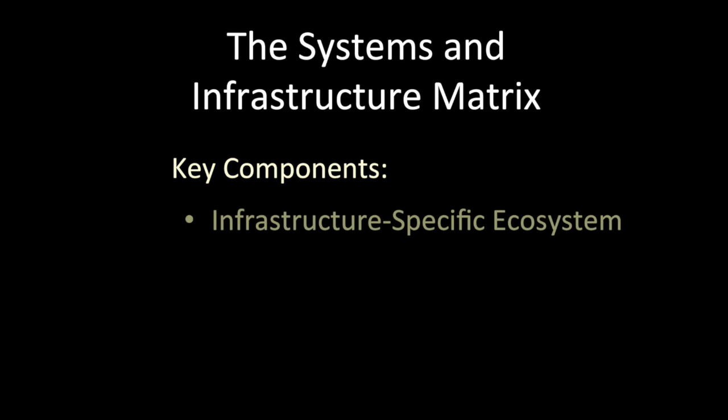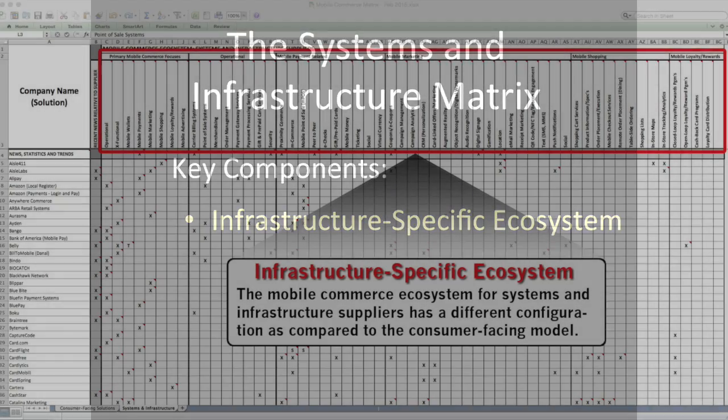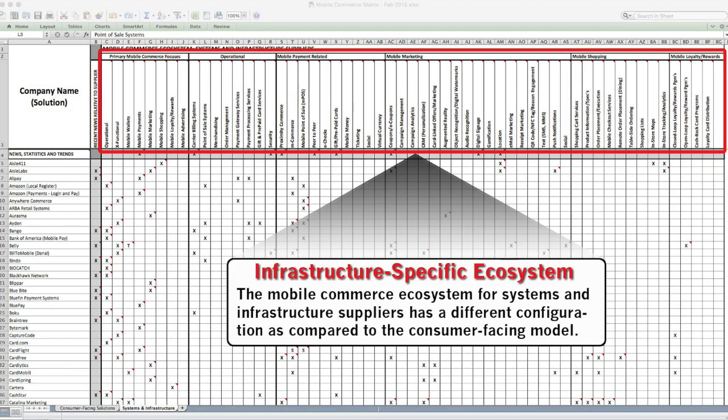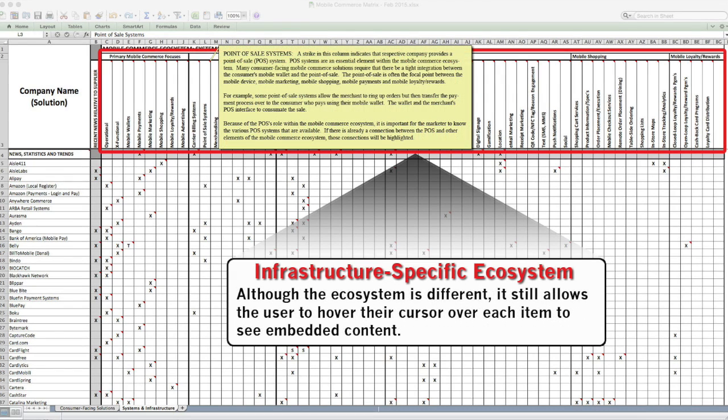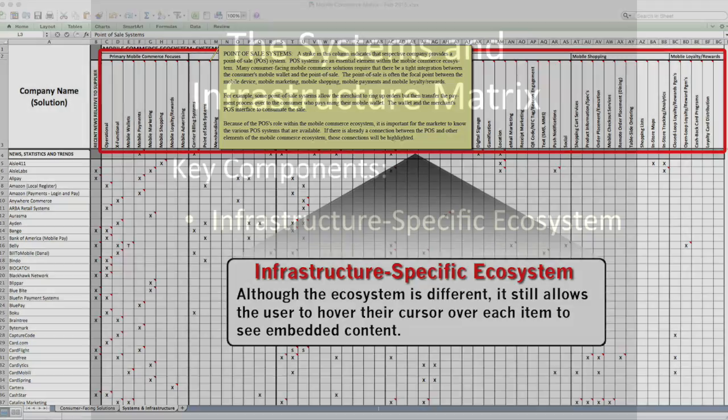The first component is the mobile commerce ecosystem. You'll note that the ecosystem of the Infrastructure Matrix has a different configuration than the consumer-facing ecosystem. This is because the mobile commerce suppliers have a different role. Like the consumer-facing matrix, each ecosystem element in this matrix is explained.